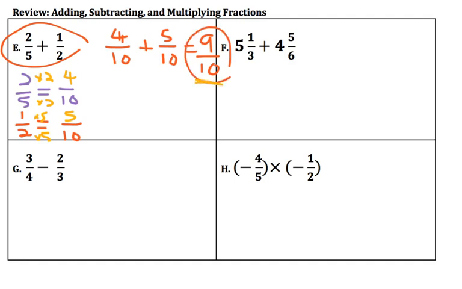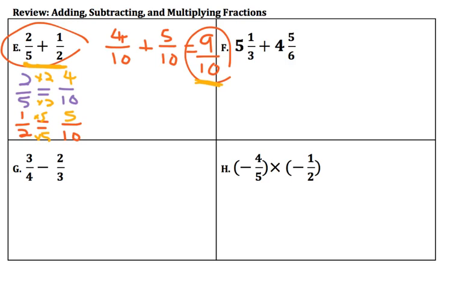a whole. And that makes sense because 1/2 is half of a whole, and 2/5 is just a little bit smaller than half. So I know that my answer, when you add half and something a little bit smaller than another half, should be a little bit smaller than a whole.